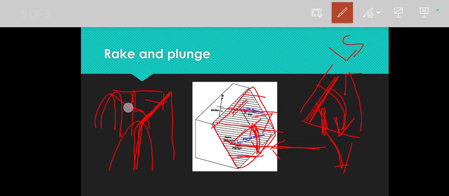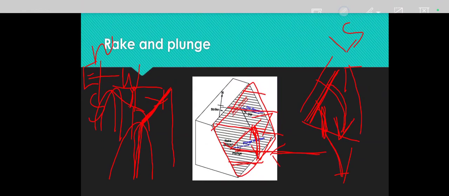Here, this is north, this is south, this is west, this is east. Plunge is for infolded strata, where the fold axis is inclined at a certain angle from the horizontal line. It is also always measured in the vertical plane. So this is about rake and plunge, and this is all about this video.